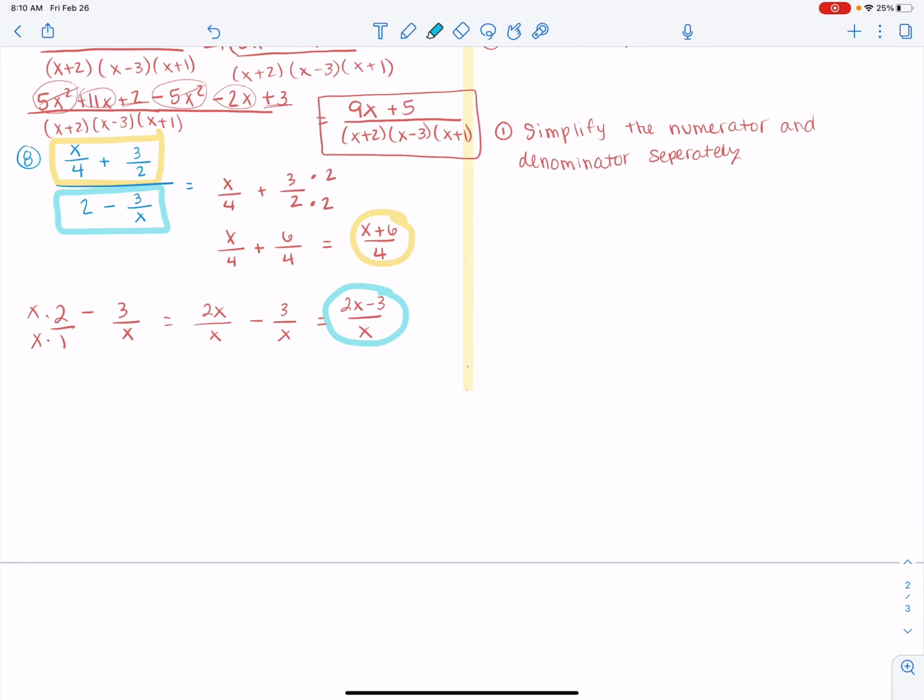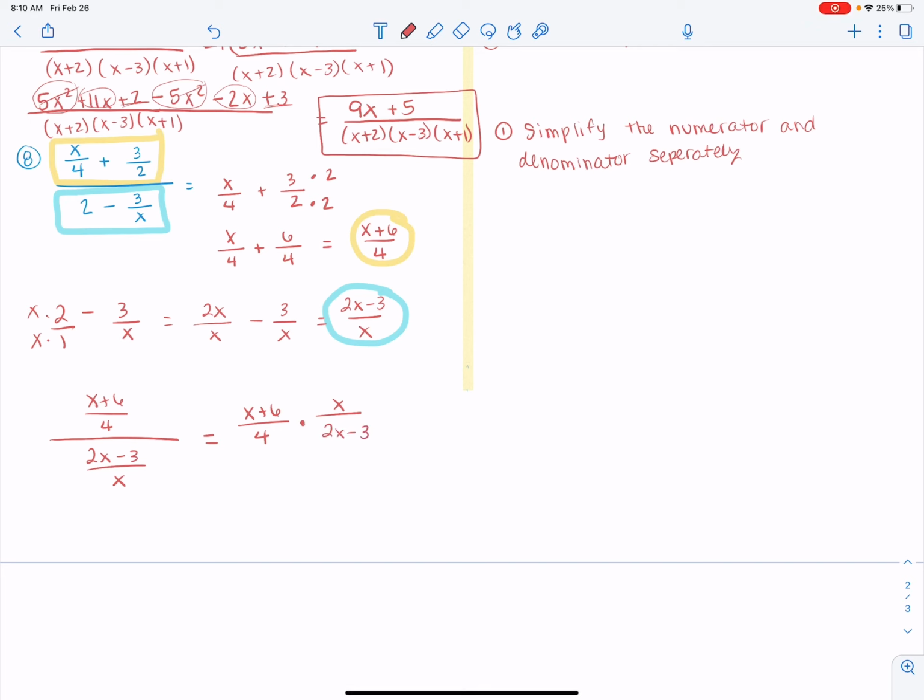All right, now we're going to rebuild this division fraction. So now I know that I have x plus 6 over 4 divided by, excuse me, 2x minus 3 over x. Okay, now remember, division is really multiplying by the reciprocal. So this really becomes x plus 6 over 4 times x over 2x minus 3.